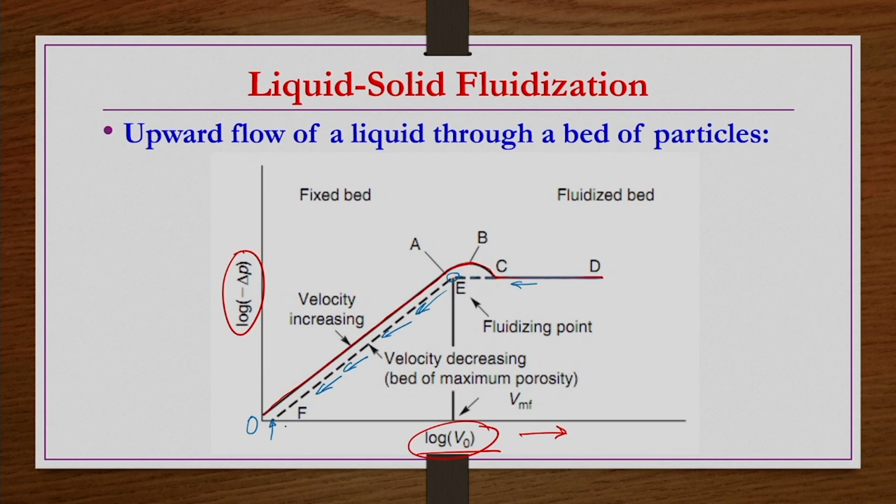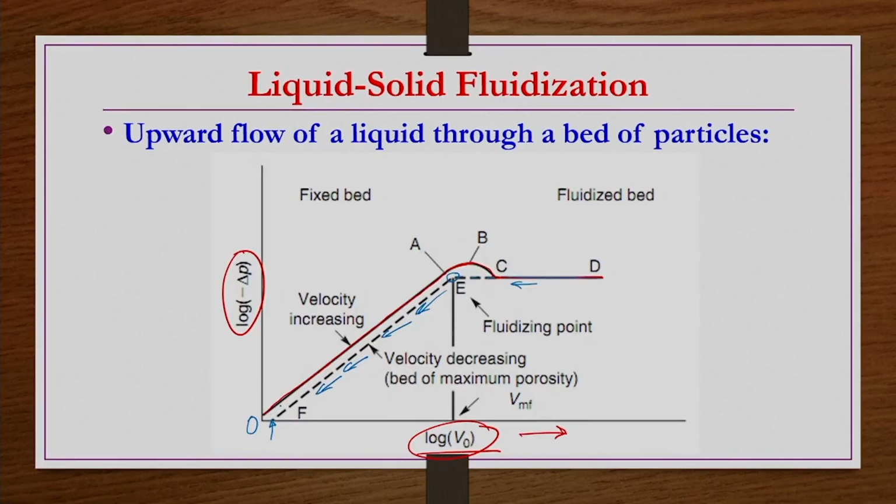Why? Because while decreasing the velocity, the bed rearrangement has taken place substantially, and even when you decrease the velocity to very small, close to zero velocity, the voidage is slightly higher than the initial packing voidage. That is the reason the OA curve is not traced, rather you get the EF curve. So, this point E we call the fluidizing point, or the point of incipient fluidization, okay. And the corresponding velocity is what we call the minimum fluidization velocity.